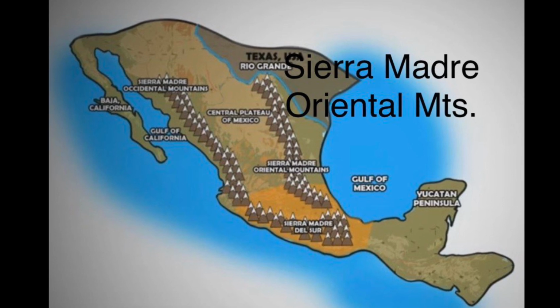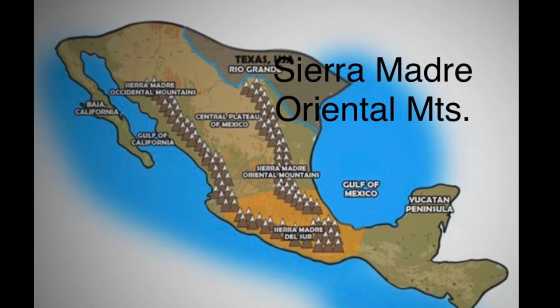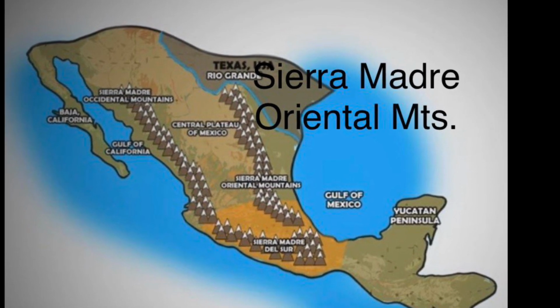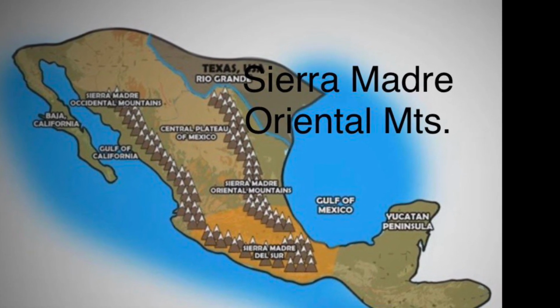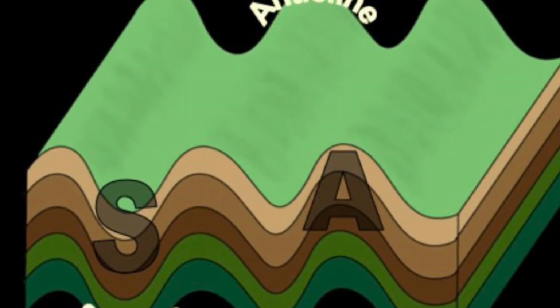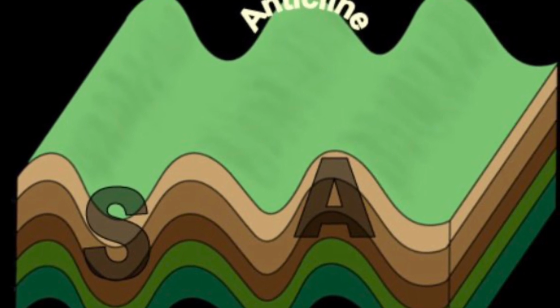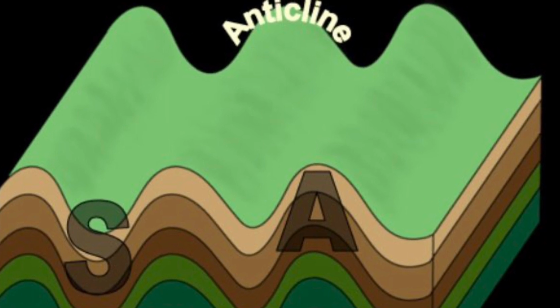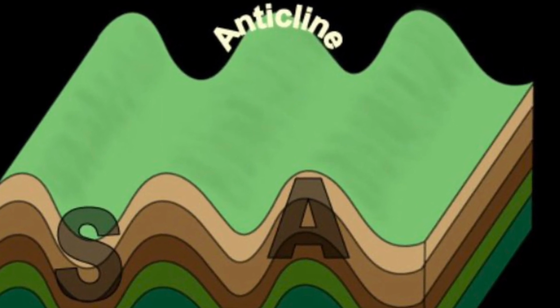Hey rock buds, so what's going on with the Sierra Madre Oriental mountains running along the eastern side of Mexico? Let's find out. All the subduction and mountain building going on the western side of Mexico has created the Sierra Madre Oriental mountains on the eastern side by pushing the existing rocks up into big folds, something like this. These folds have been eroded, creating the Sierra Madre Oriental mountains of today.